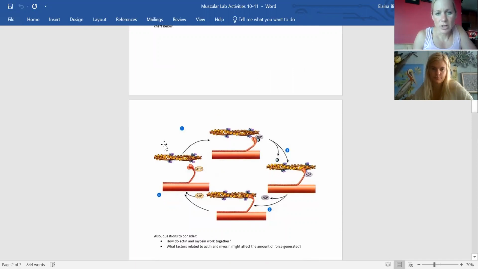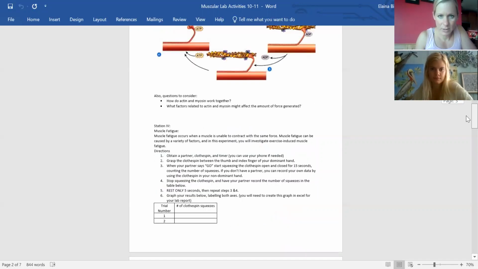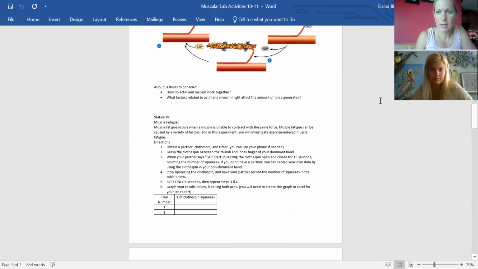Again, you got your picture here. So what I would do is do like, okay, number 1, this is what happens. Number 2, here's what's going on with step number 2, etc. So you can kind of match up the picture with your description of how the muscle contraction occurs. Again, don't skip these little questions that are kind of snuck in here.